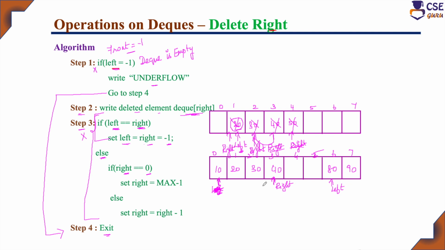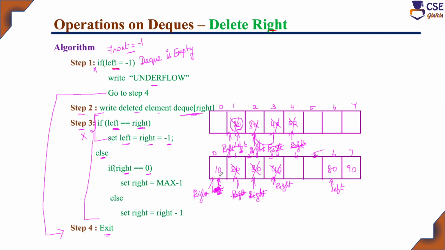So in this case, what we have to do? If you are implementing delete right operation, this element will be deleted. Now right will point to this position. After implementing delete right operation, this will be deleted. Now right will point here. After deleting this element also, now right will point here.